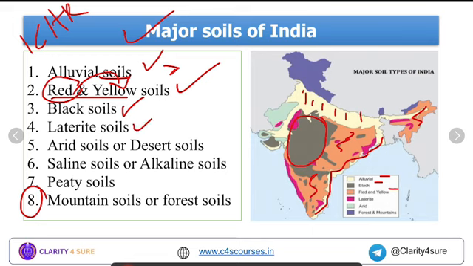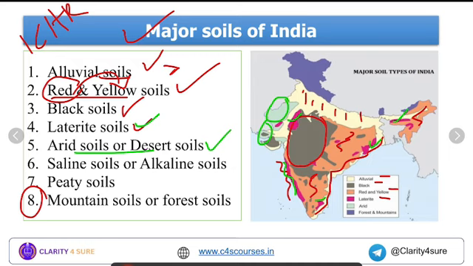Next one is the laterite soil. Laterite soils are present in the high rainfall and high temperature areas. You can see the Western Ghats, part of Meghalaya, part of West Bengal and Odisha, part of the Eastern Ghats and the Aravalli ranges. Okay, so where there is a high rainfall and high temperature, there will be the laterite soils. Next one is the arid and the desert soil. These are the soils which are present in Rajasthan and part of Gujarat, and they are kind of sandy, have a low moisture retention capacity, and high salt concentration.